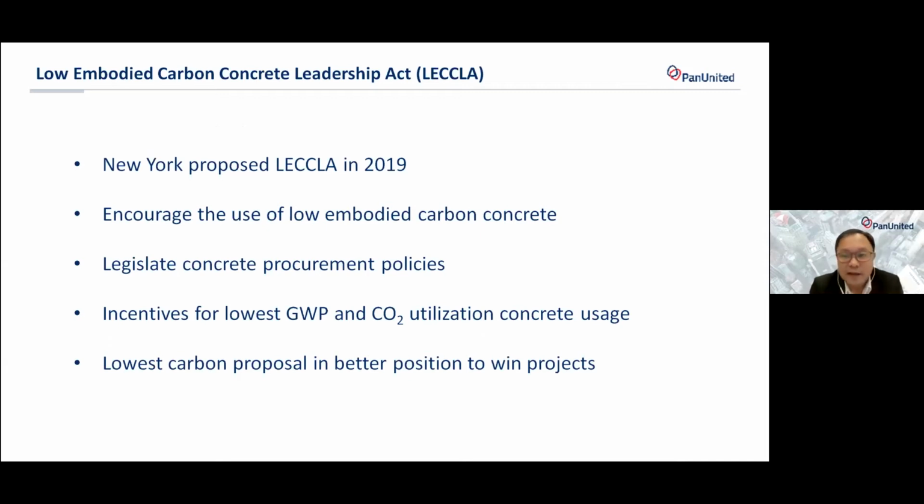And moving on, this is the last slide, which I feel is a very good example from New York, that probably even Singapore can look to and see how we can adopt the framework. So this is LECCLA, the Low Embodied Carbon Concrete Leadership Act, that New York proposed to be legislated this year. Basically it encourages the use of low embodied carbon, and the act encourages developers: when they use low carbon concrete, they will be placed at the highest priority to win projects if their concrete has the lowest carbon footprint. So I believe this is something that we can help to explore further.